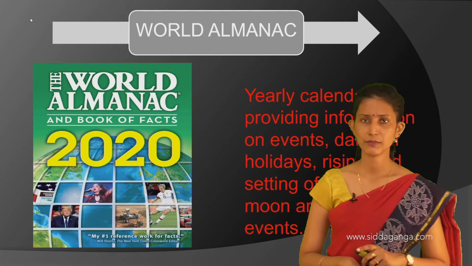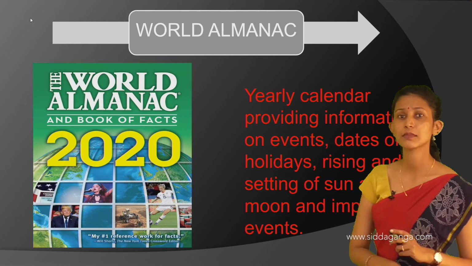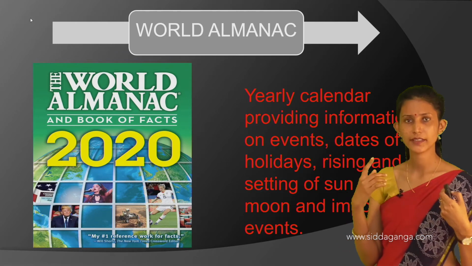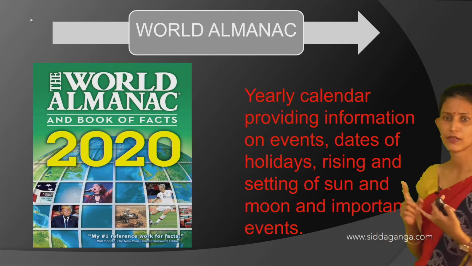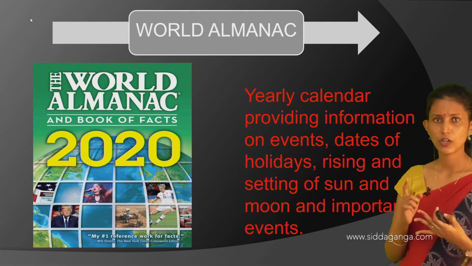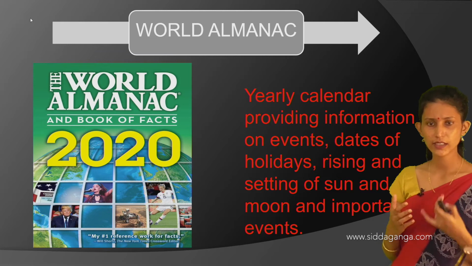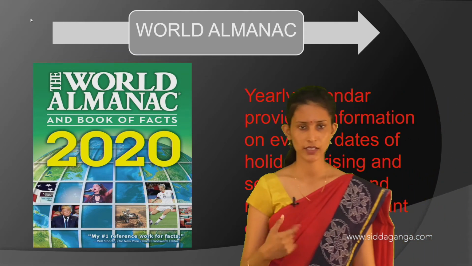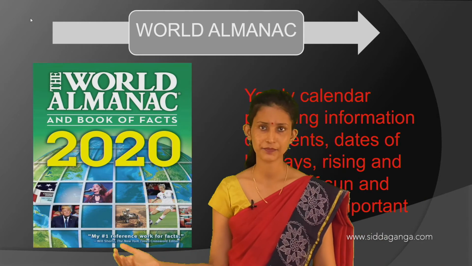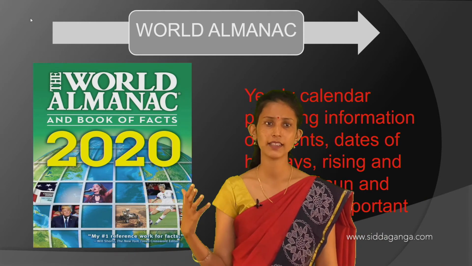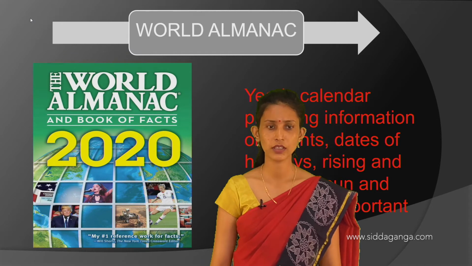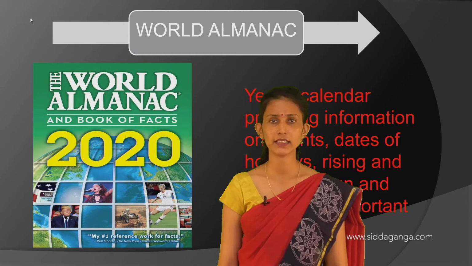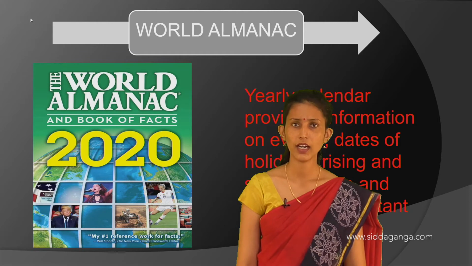Next is a world almanac. Now this is like a yearbook. If you have heard of yearbooks, they provide information about dates, events, holidays, rising and setting of the sun, and important details about the moon and other important events. Now this is this year's book, the World Almanac and Book of Facts of 2020. Every detail around the world is covered in this book.